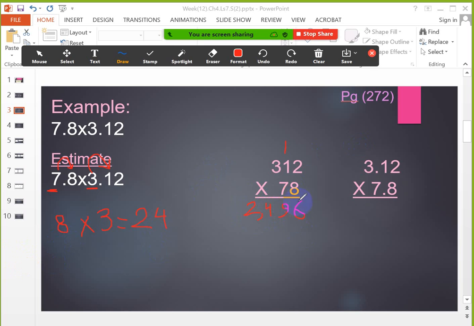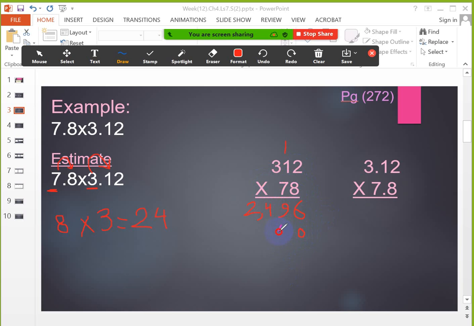Yes, Lana. Now I want to multiply 7 with 2 also. So here I want to multiply by 10. Yes, 10's number. That means I have to put 0 in the ones, and move to the tens. Now 7 multiply 2 equals 14.